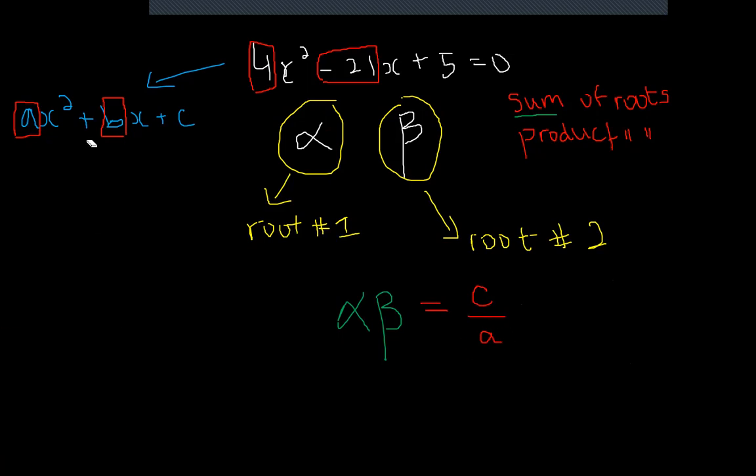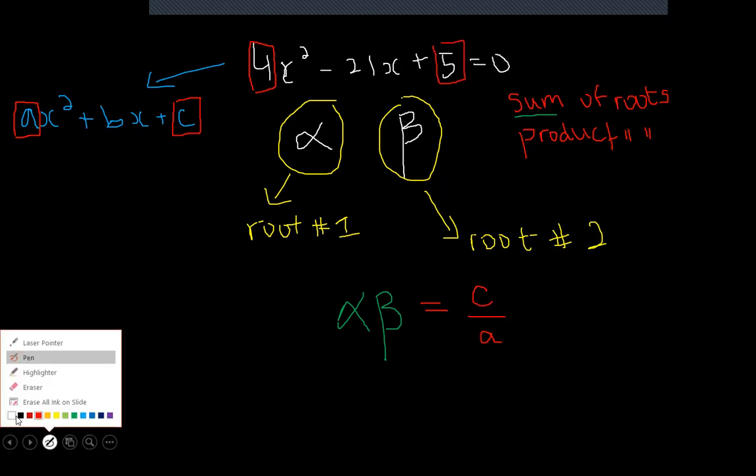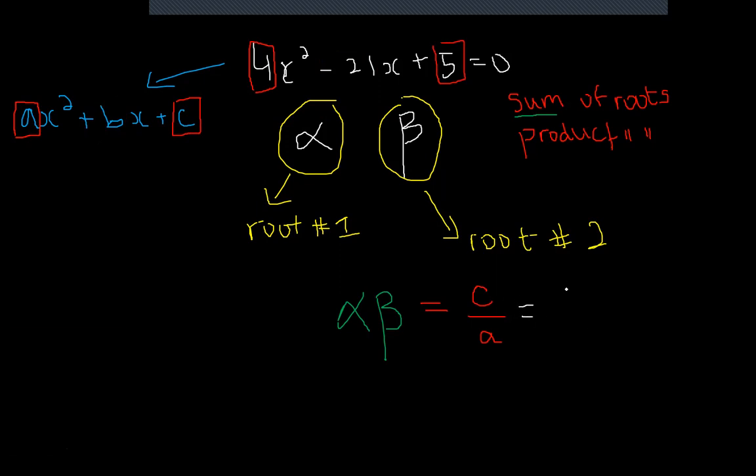In this case, looking at the quadratic, a is still 4. But now we want the value of c. C is just the constant, so c could be any number, and in this case it's 5. So c is 5, a is 4, and that's why the product of my roots is 5 on 4.